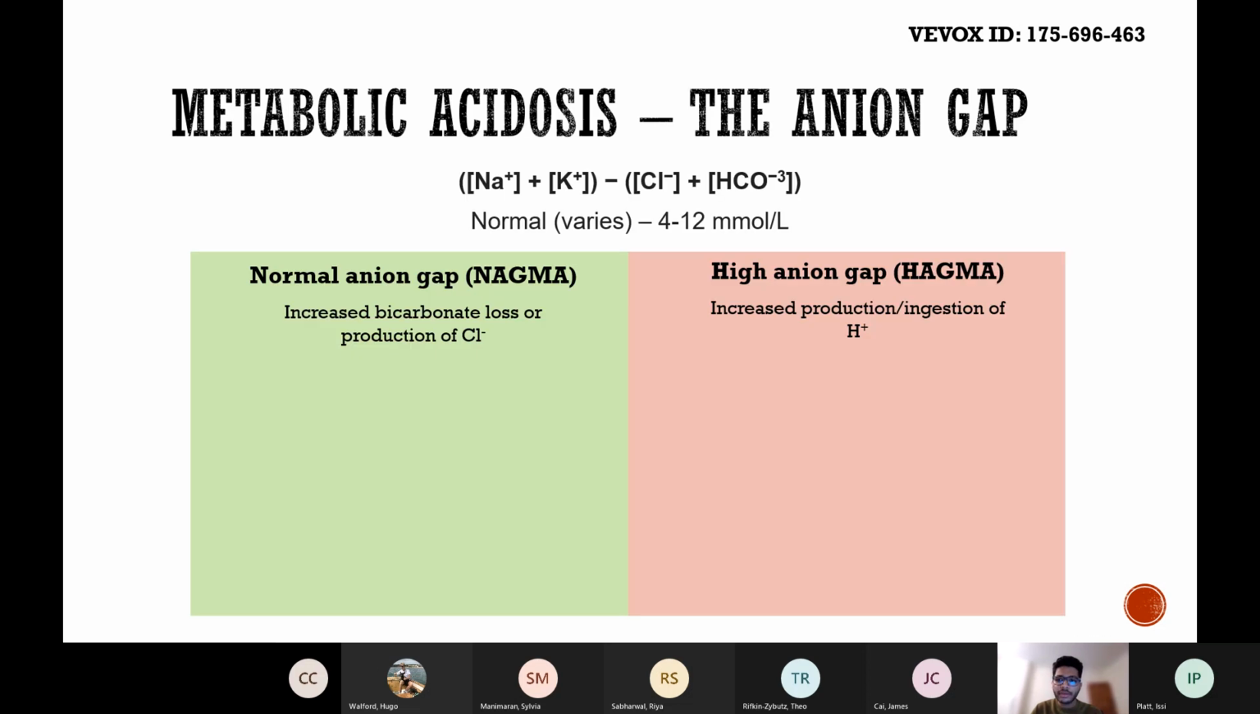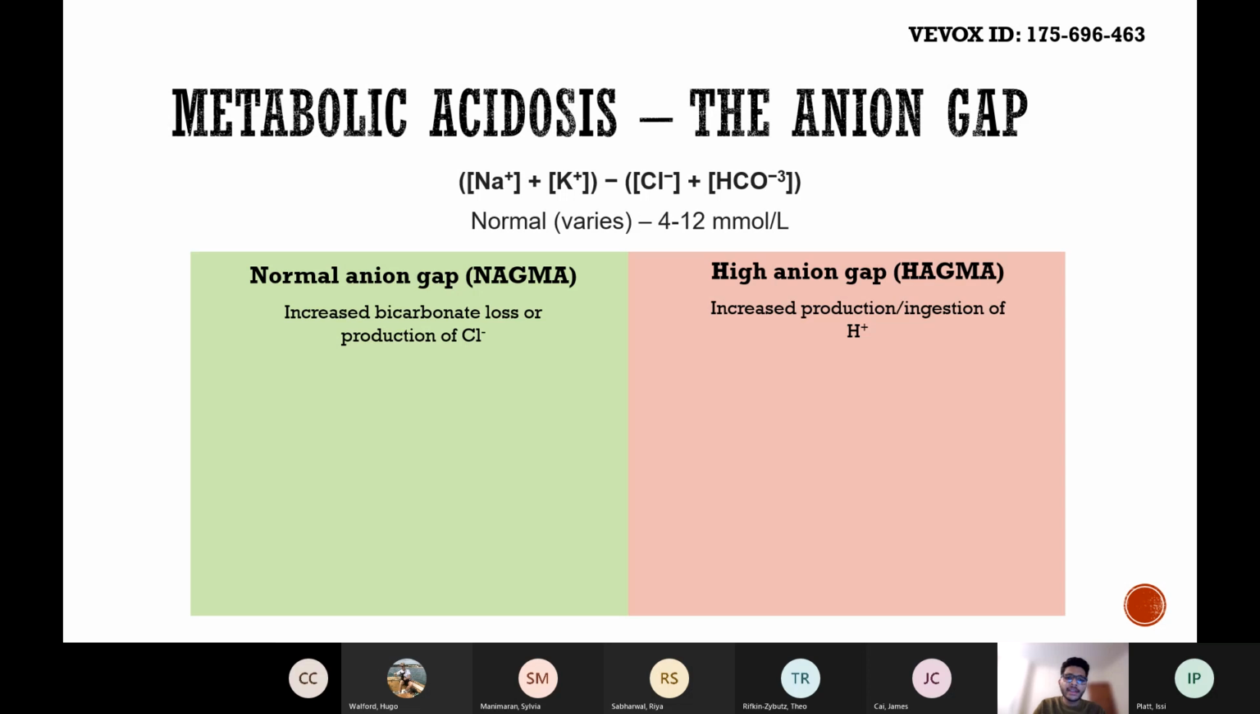Now, I'm not going to cover this in too much detail. The slides are here for your reference, but one of the new things that comes up this year is how to categorize a metabolic acidosis. How can you tell what's causing it, or at least how can you narrow down what's causing it? Has anybody heard of the anion gap before? Okay, so Thea has not. Yeah, it's kind of niche, but it is important to know, especially for exams.